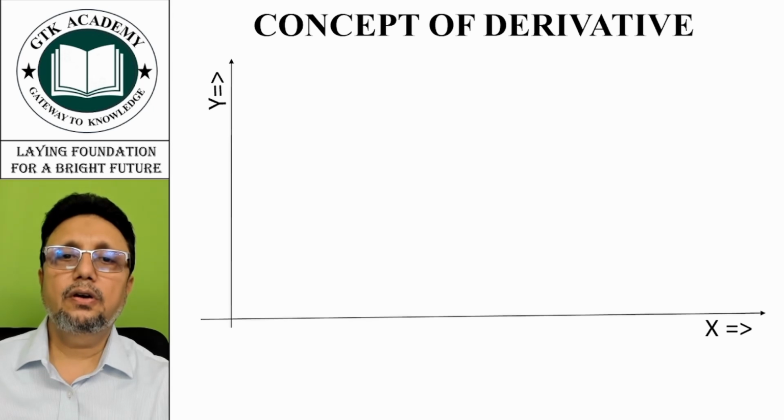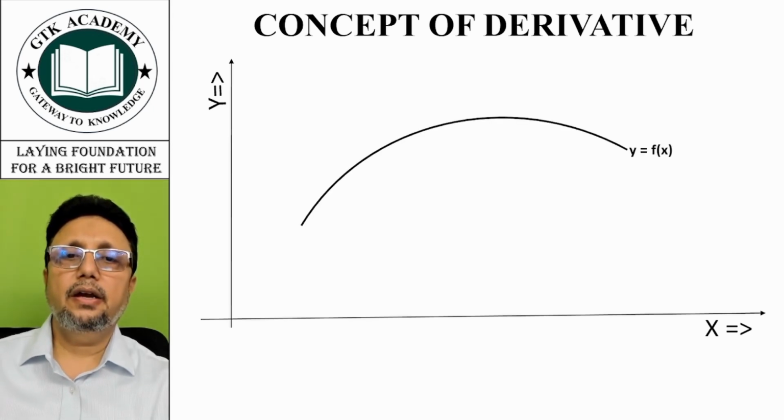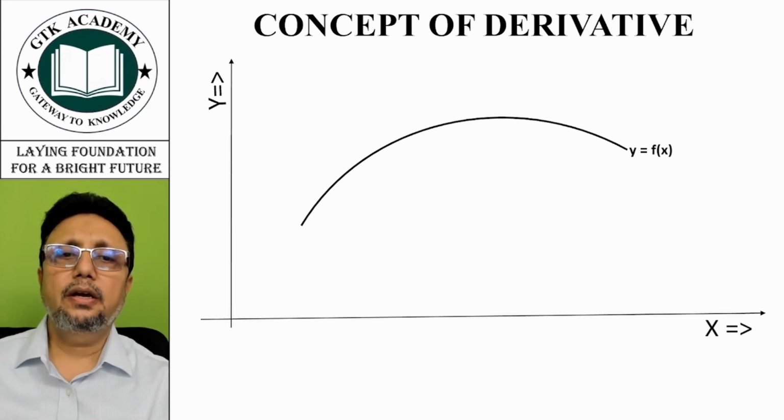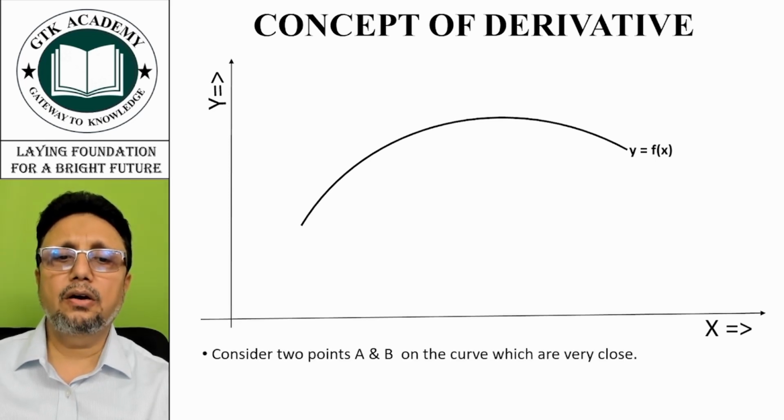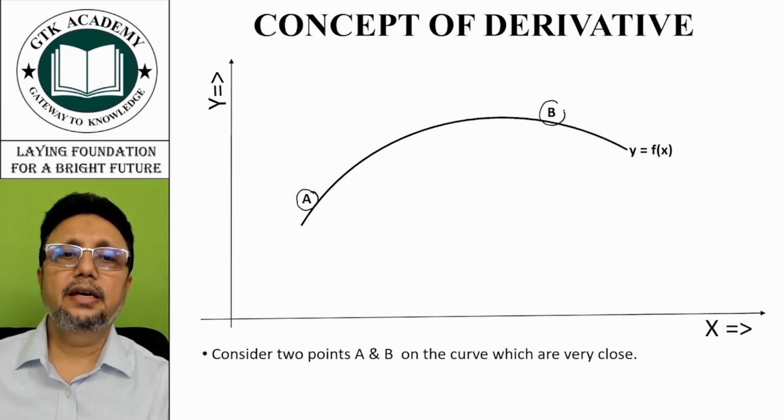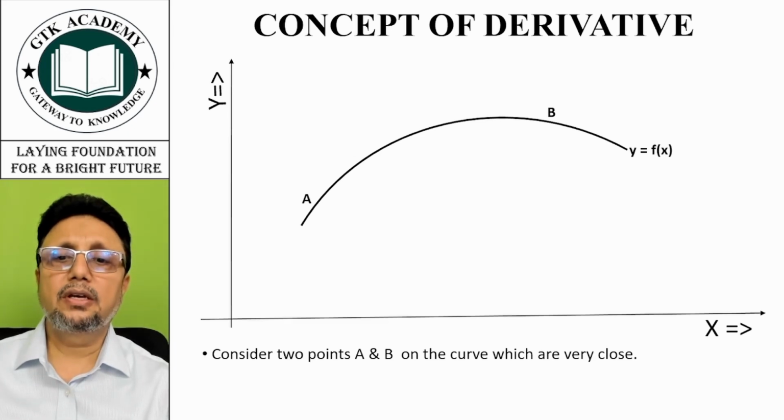Now consider this curve of the function y is equal to f(x). Here I have taken a smooth curve. It can be any curve, it doesn't matter. I have taken it intentionally a smooth curve so that it is easy to explain it to you. And we take 2 points A and B on the curve which are extremely close. This is A and this is B. You will say that these points are not extremely close. Actually, they are extremely close. Just to explain them, I have drawn them like this. Otherwise, if I draw them extremely close, you will not be able to differentiate between those points.